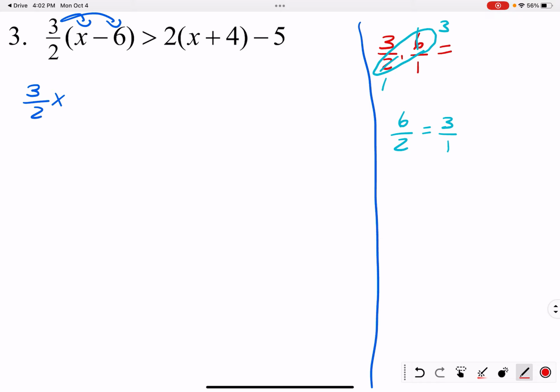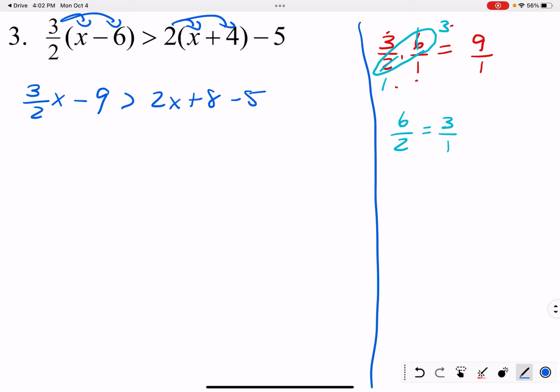So now if we go straight across, 3 times 3 would give us 9, and then 1 times 1 would give us just 1. So 3/2 times negative 6 becomes negative 9. And then we'll distribute on this side. There's no fractions here, so we'll get 2x plus 8 minus 5.